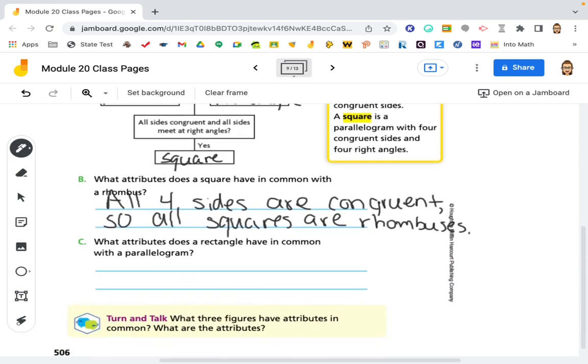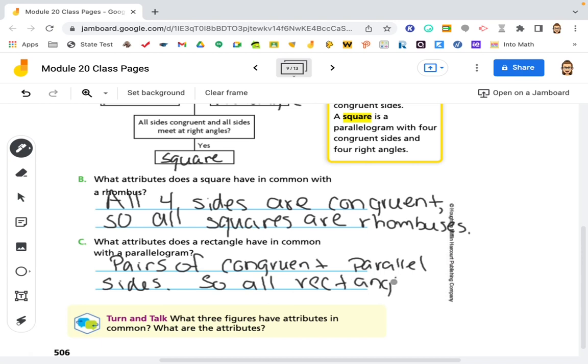Because what attributes does a rectangle have in common with a parallelogram? Well, there are pairs of congruent parallel sides. So all rectangles are parallelograms.